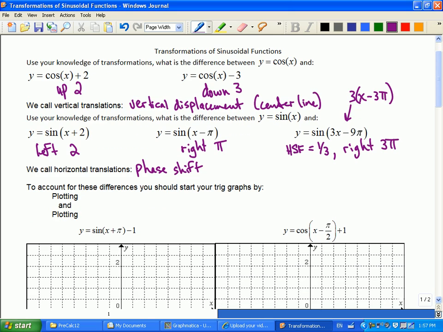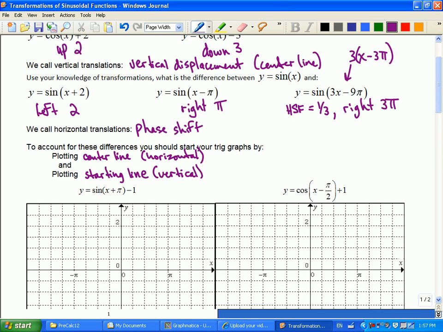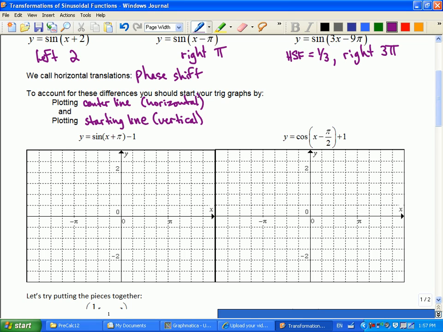Okay, so now that we're about to move the graph, it's important to remember where you normally start. So my advice is start by graphing two lines. Plot the center, and this is the horizontal, and plot a starting line. It'll be vertical. Oops, that should be line, not ling. So let me show you what that would look like then before we get started on the next one.